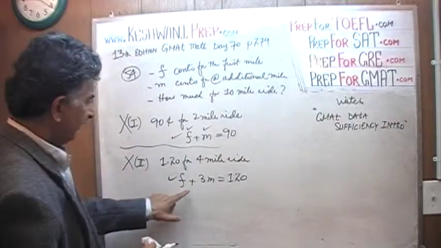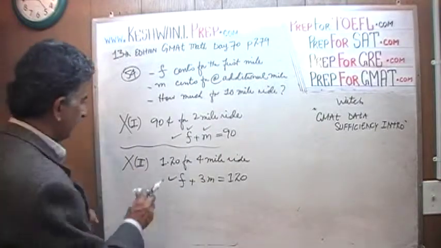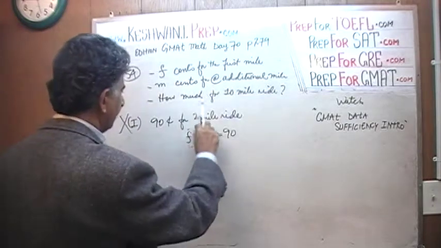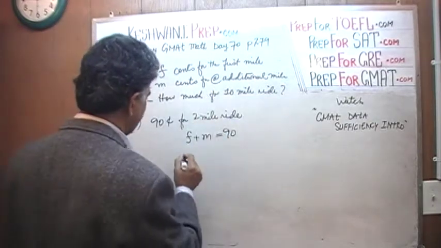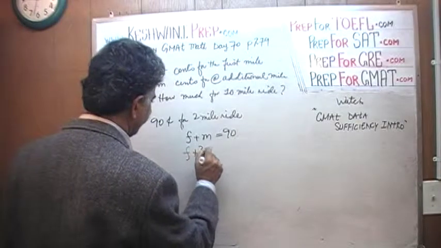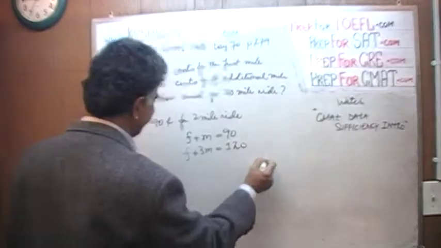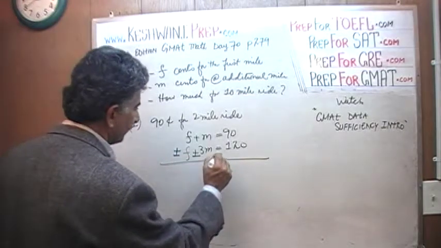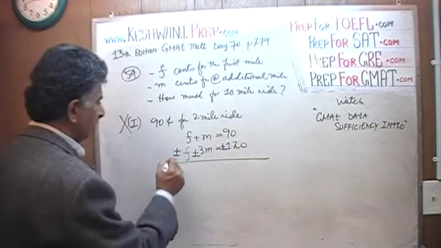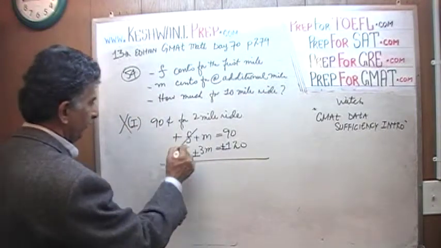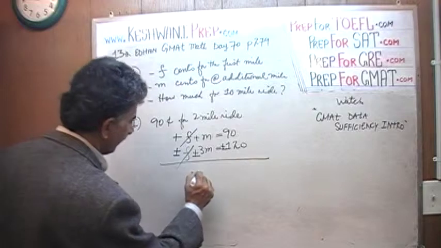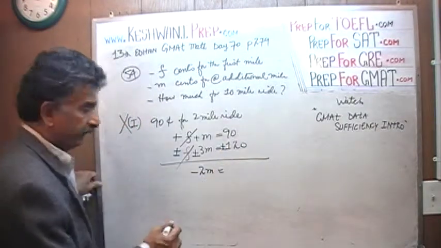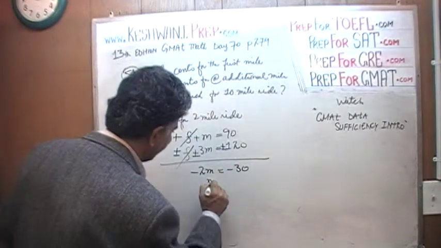Let's put them together. F plus M equals 90, and I'm going to put the other one right underneath it: F plus 3M equals 120. If you were to subtract the second equation from the first equation, this is positive, this becomes negative, this becomes negative, this positive 120 becomes negative. Positive F and negative F cancel out. M minus 3M is negative 2M. 90 minus 120 is negative 30, and therefore M is 15.